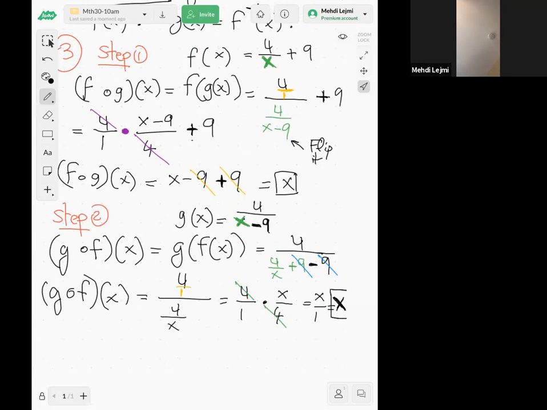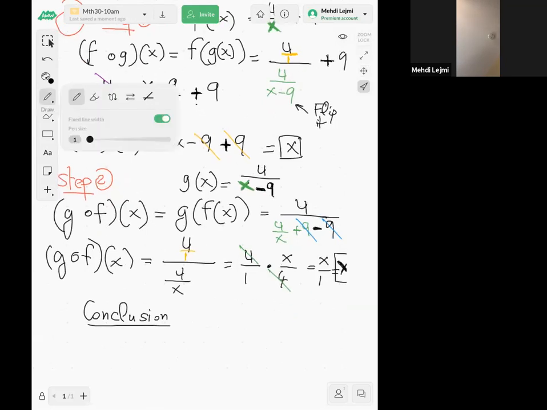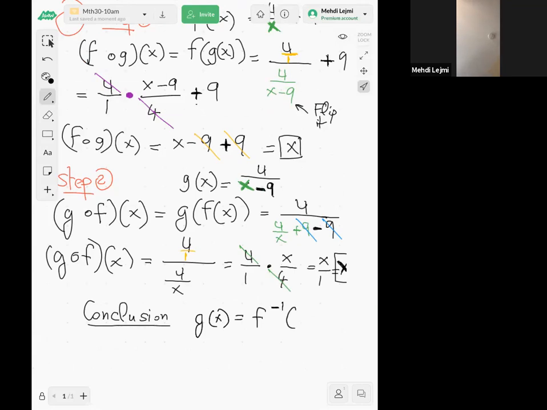So in both steps, I got x. So the conclusion is that this g is the inverse of f. G of x is the inverse, so f inverse. Actually, it's a coincidence here. In all 3 examples, g is the inverse of f. I probably forgot to include an example where it's not the inverse.